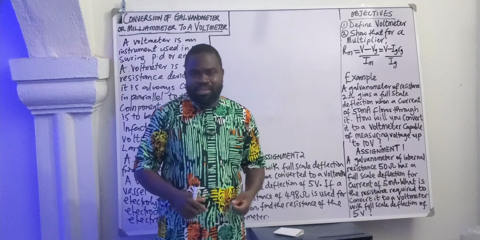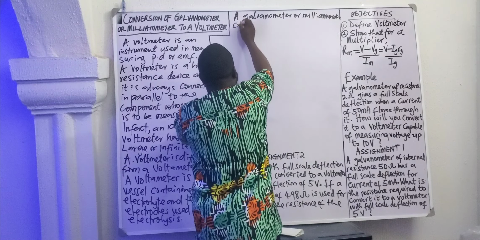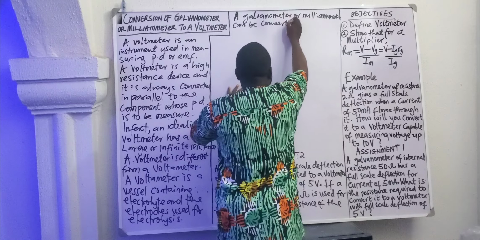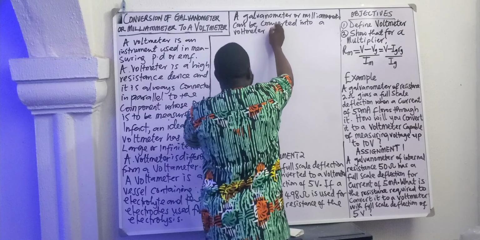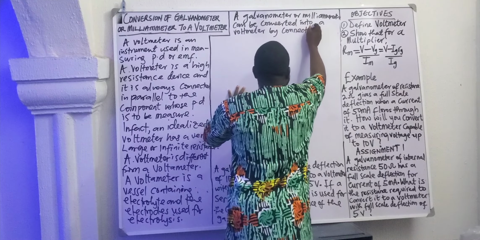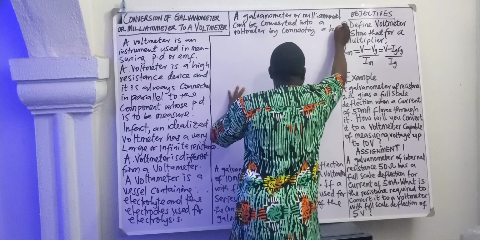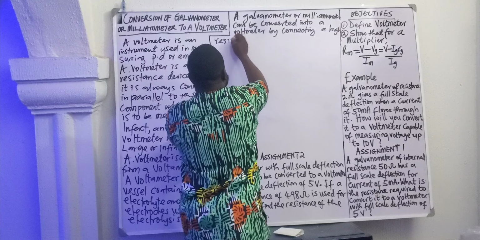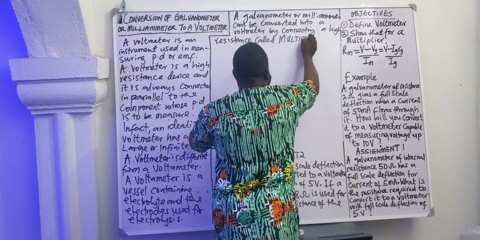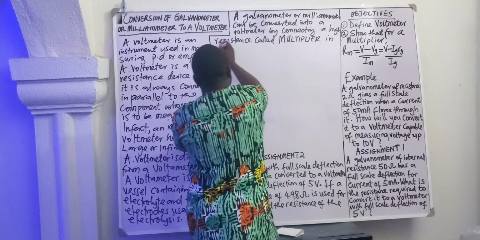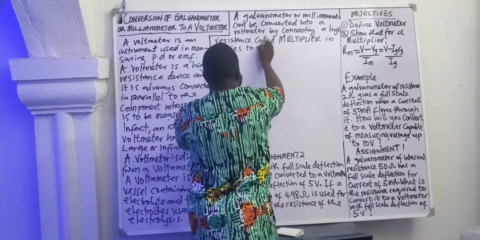I said a galvanometer or milliammeter can be converted into a voltmeter by connecting a high resistance called multiplier in series to the galvanometer.